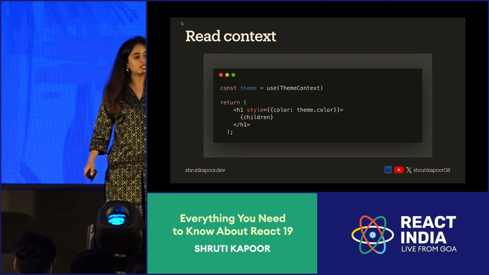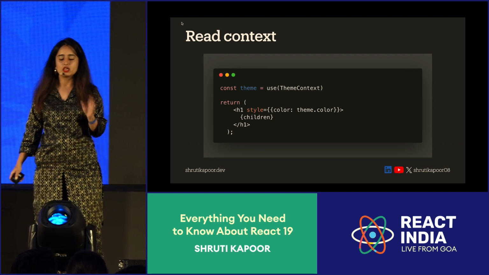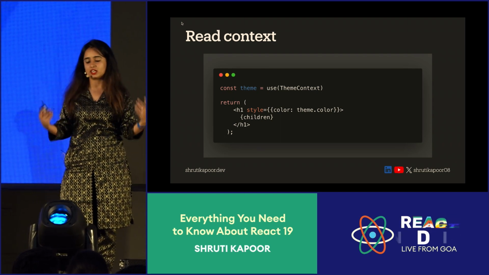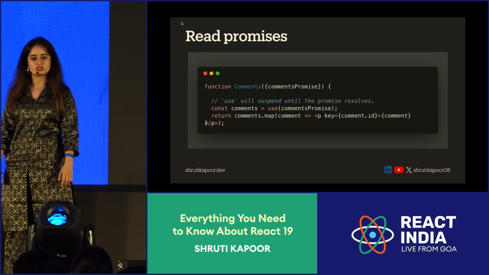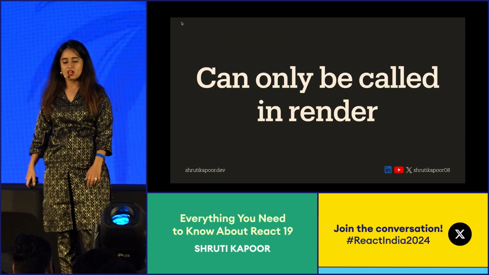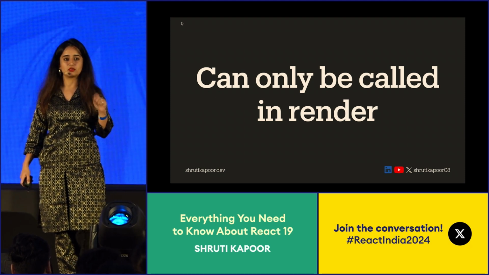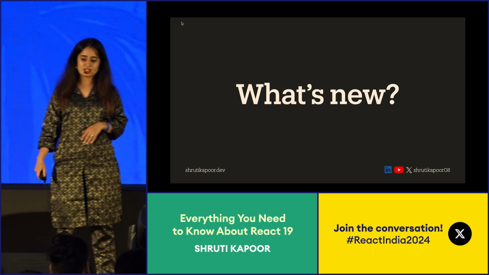Let's say you want to read something from the context. Instead of calling a context provider and then reading from it, you can just call the use API and then you get data back from it. Super easy to use. Also, you can use it for promises as well. Just call use on a comment promise and you get it back from use. However, the problem with this is that it can only be called within the render method of React app components.